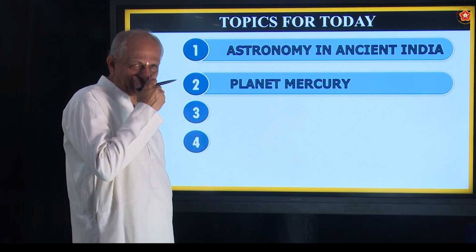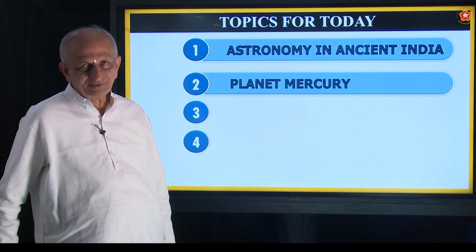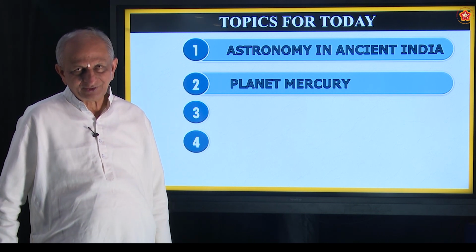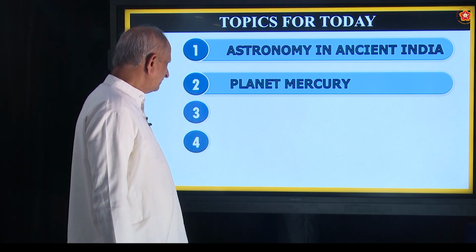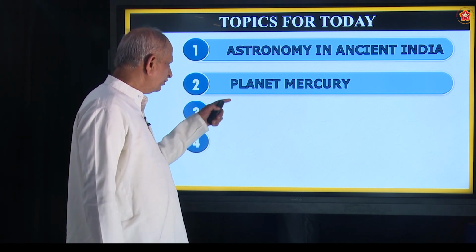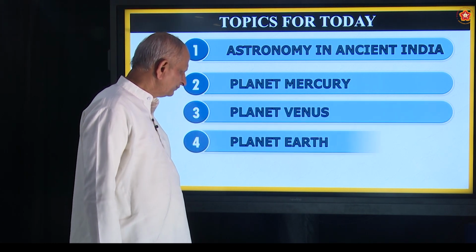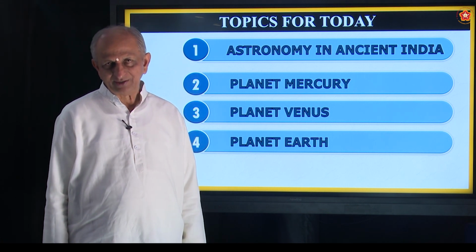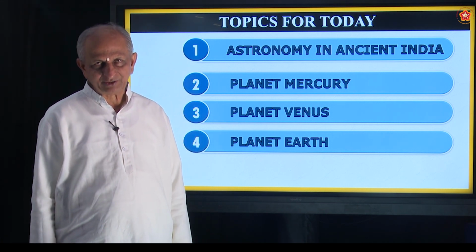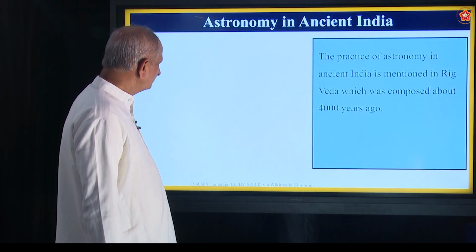And there were so many astronomer geniuses. Even now also it is there, that we are going to see one of them. Then you study about planet Mercury, planet Venus, planet Earth, and so on. These are called inner planets also, which are very near to the sun. Now let us go one by one.